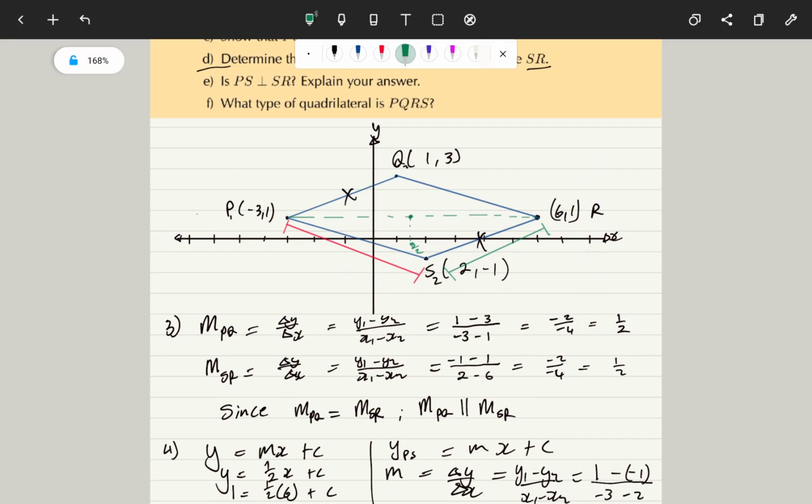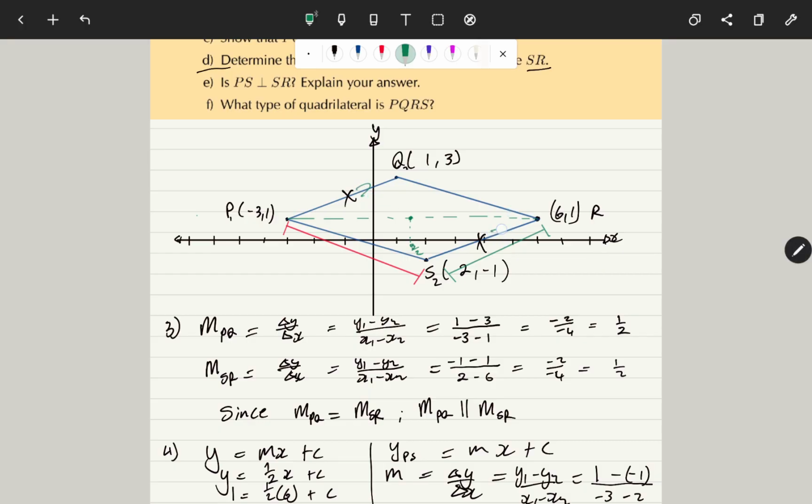Yeah, that's your explanation. The product of the two gradients does not equal -1, so they cannot be perpendicular. To answer the last question, what type of quadrilateral is PQRS? What I will say is, let's find the distance. Since we have the distance for PQ, let's find the distance for PS. We already know that these two are equal and they are parallel.